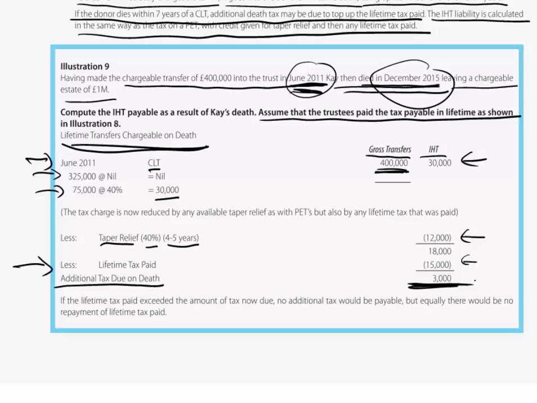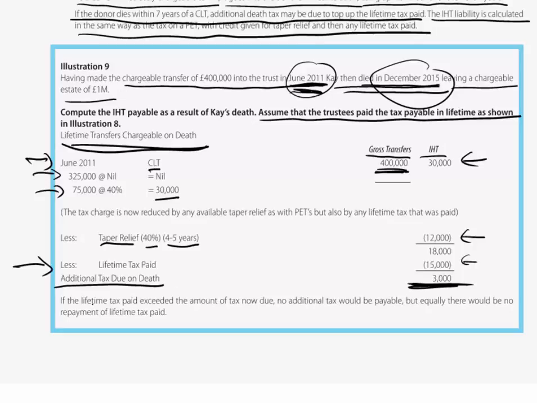They are the people who will pay it, but the money comes out of the trust, so it would be said to be borne by the beneficiaries. So it's paid by the trustees, it's borne by the beneficiaries of the trust. There is now less money left within the trust to be used by the beneficiaries. So the additional tax due on death, £3,000.